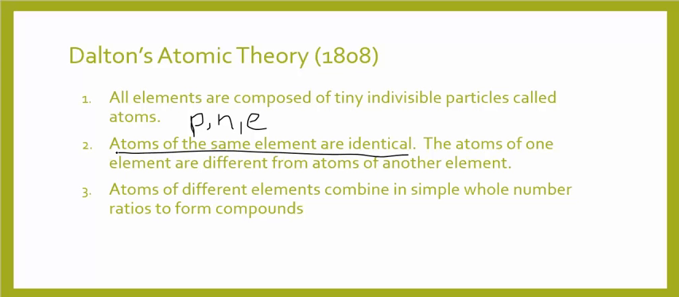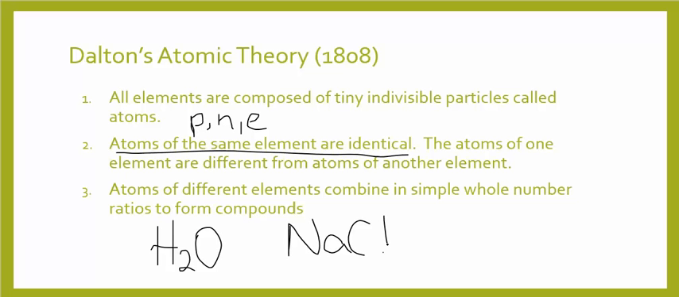Number 3, atoms of different elements combine in simple whole number ratios. For example, water, 2 hydrogen to 1 oxygen. Sodium chloride, 1 sodium to 1 chlorine. Sulfur trioxide, 1 sulfur to 3 oxygen. That's true. You can't have 1/2 of an atom combining with 3/4 of another atom.